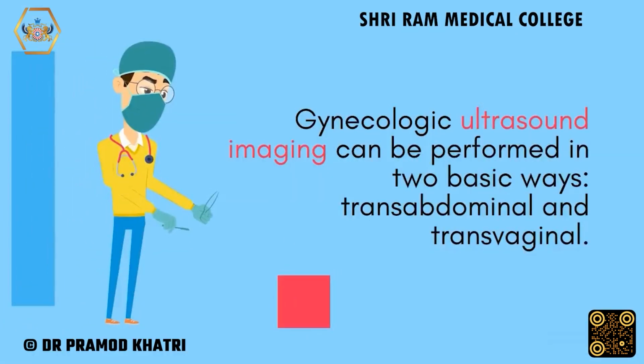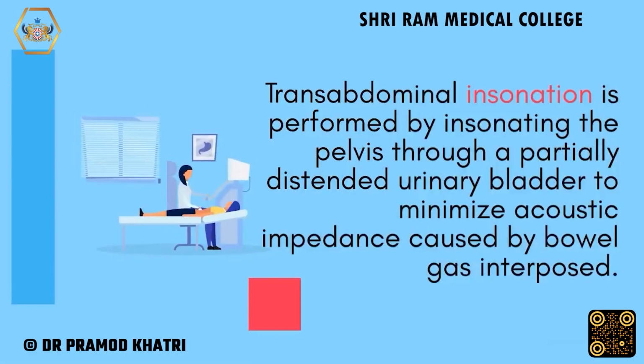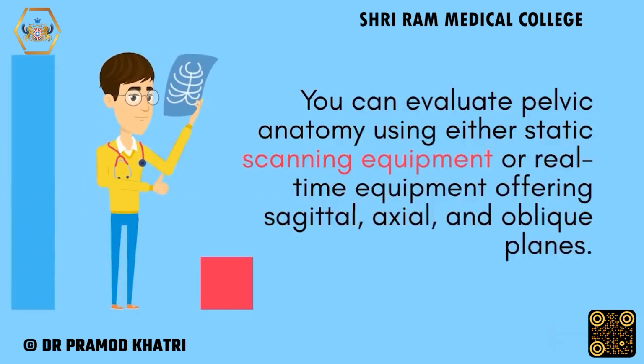Gynecologic ultrasound imaging can be performed in two basic ways, transabdominal and transvaginal. Transabdominal imaging is performed by scanning the pelvis through a partially distended urinary bladder to minimize acoustic impedance caused by interposed bowel gas. You can evaluate pelvic anatomy using either static scanning equipment or real-time equipment offering sagittal, axial, and oblique planes.